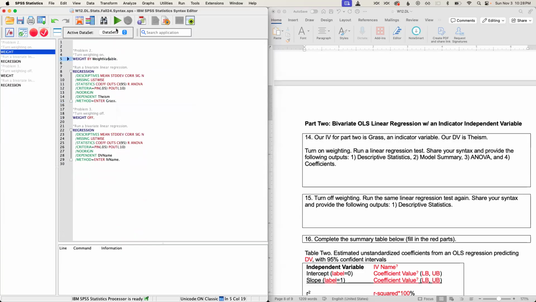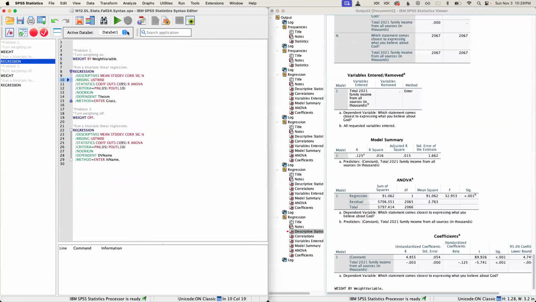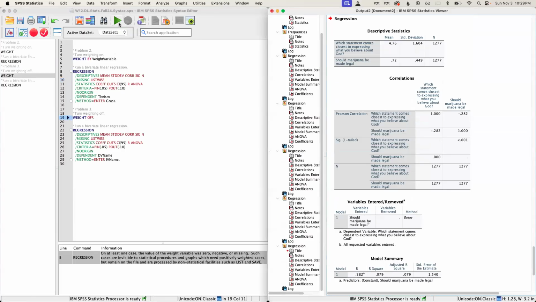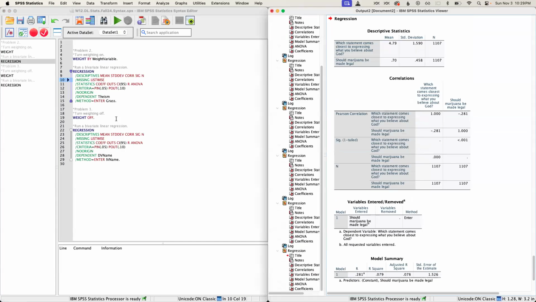Okay, so I want to turn weighting on. Remember, I turned it off to get the descriptives. I want to run my regression. I want to turn weighting off. Then I want to run this regression again.